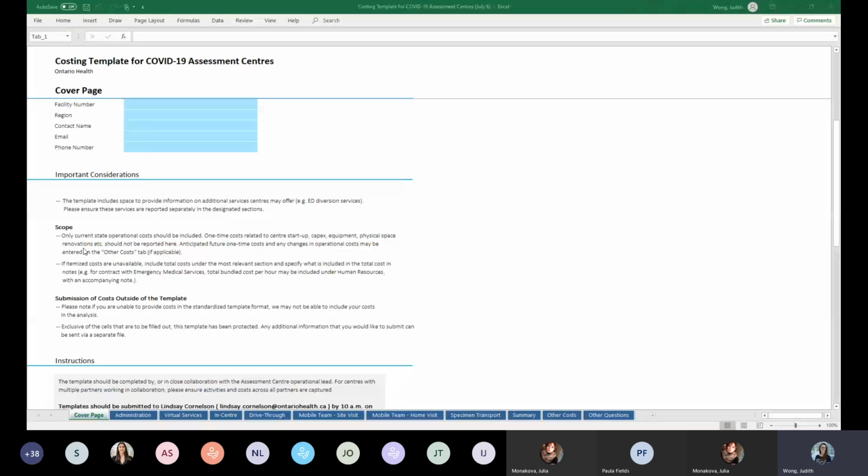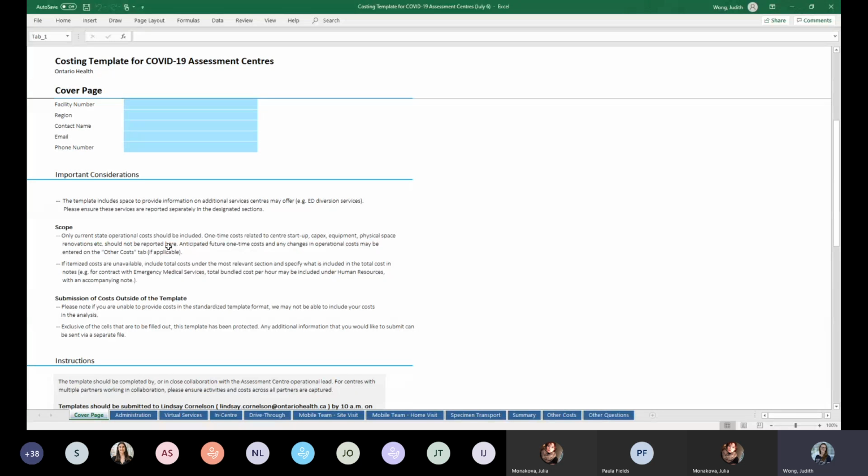Another note on scope is that the template is focused on current state operational costs. That means that your past costs, if you had a previous model and you had previous one-time costs, should not be included in this template. In the interest of minimizing the data capture, we want to focus on current state only, not previous state. And when I say current state, when you're filling this out, please think about your last week of operations. So your model as of last week.